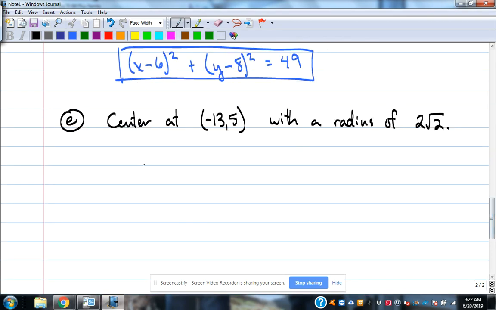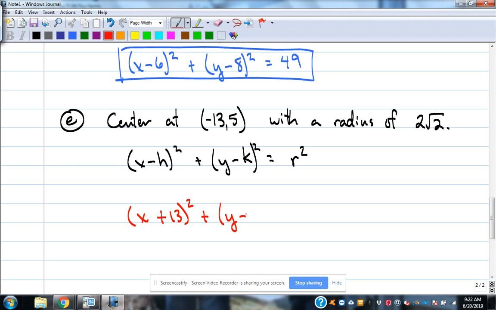We're going to take that form, x minus h squared plus y minus k squared equals r squared. And we're going to plug that stuff in. So when I plug in a negative 13 in here for h, that's going to make that become x what 13? Positive, yeah, plus because of the double negative. So, and then the 5, it doesn't change the sign because it's a positive 5, so it stays there. And then the radius, this is the hard part of this one, because you've got to square 2 radical 2. Don't overthink it.